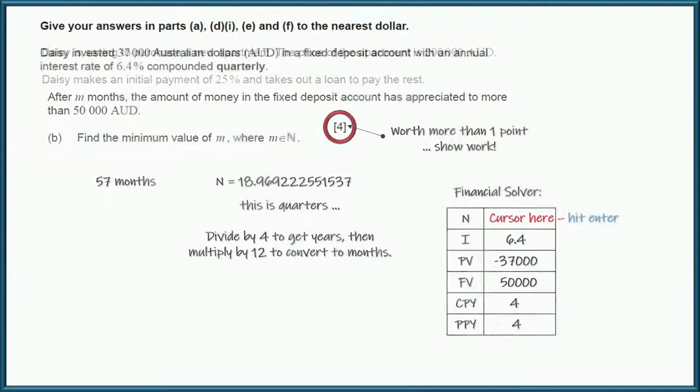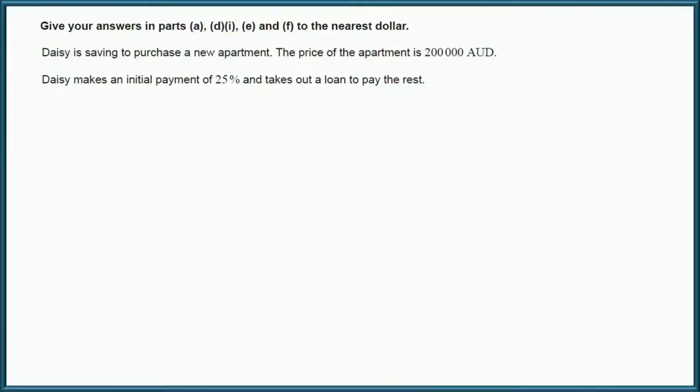All right, next up, Buttercup. Let's see. Daisy is saving to purchase a new apartment. The price of the apartment is $200,000. She makes an initial down payment of 25% and takes out a loan to pay the rest. All right, that's her situation. Write down the amount of the loan. So if she pays 25%, this is how much she has to borrow. She has to borrow 75%. So 75% of 200,000 is 150,000.